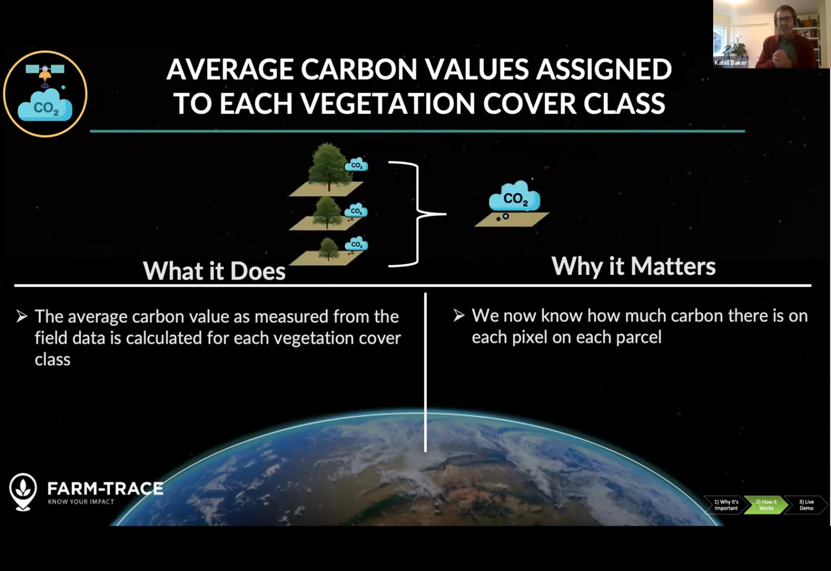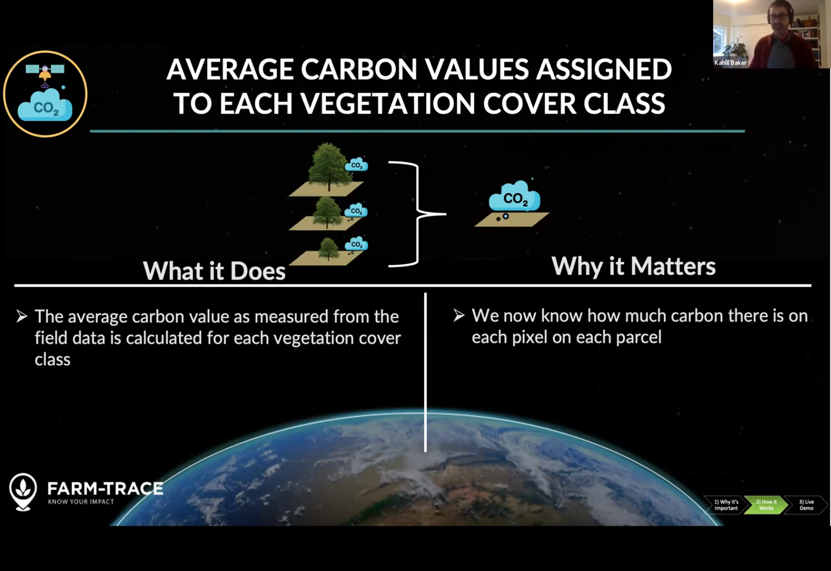And then we've got to find the average carbon value for each one of those single vegetation cover classes. And we have this information already because when you went to the field and measured those trees, you already told us how much carbon was there. FarmTrace calculated that in the first step. So by taking all the different measurements, we can find the average carbon value for each vegetation cover class. So you tell me, oh, this is an open field, or FarmTrace will say, this is an open field. And then FarmTrace will say, well, open fields have this much carbon per hectare on average.